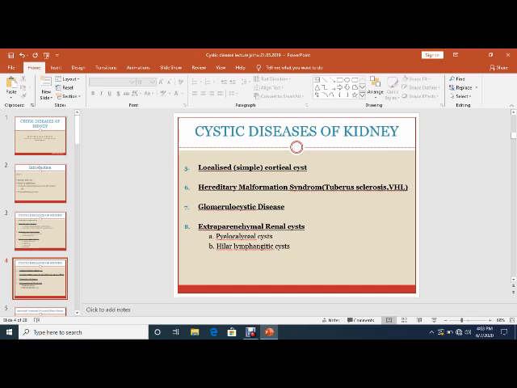Cysts can be cortical cyst, that is simple cyst, which is localized, or it is due to hereditary malformation syndrome, tuberous sclerosis, or von Hippel-Lindau syndrome. Glomerulocystic disease or extraparenchymal renal cyst, that is pilocalyceal cyst, Haller lymphatic cyst.